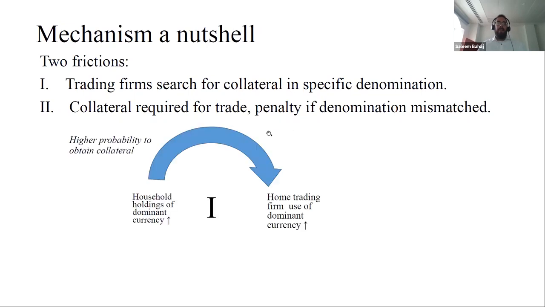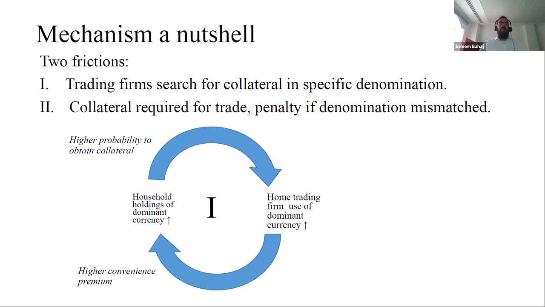So then how do things play out? Imagine that in my country, I'm the home trading firm, and suddenly more of my households start holding dollar assets, dollar bonds. It makes it much easier for me as a trading firm to go out and search for dollar collateral, because there's a higher probability for me to match. Okay, that's the search friction coming in. And because there's a higher probability of a match, the household is more likely to get the fee. So sort of a convenience premium rises on dollar assets. And so households then also want to hold dollar assets. So that's sort of the first loop going on in the framework.